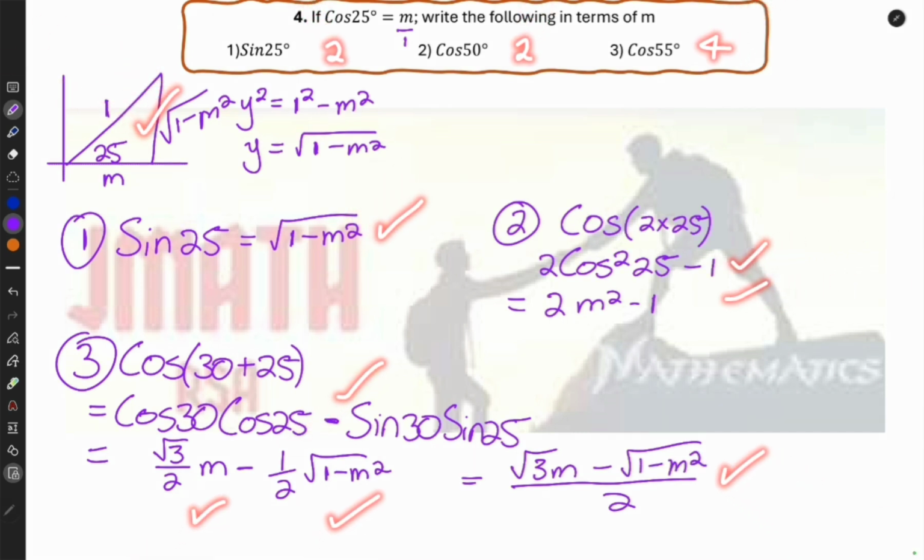So question 1 would be 2 marks, mark for the triangle Pythagoras, and then your answer. Question 2, also 2 marks, mark for expanding the double angle correctly, and then subbing in.